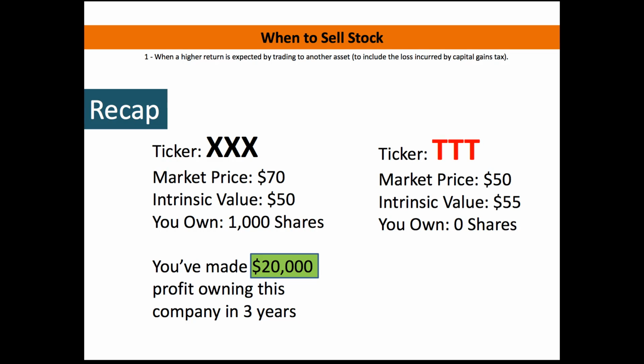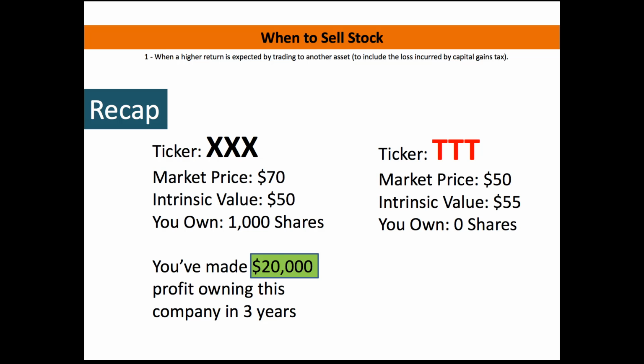Here's another quick recap so that you're on top of everything that's happened up to this point. Company XXX, our market price is $70 currently. The intrinsic value, we calculated it to be $50, which is significantly lower than what it's trading for. That's not good. We own 1,000 shares, so we've made a $20,000 profit by owning this company for 3 years. That's what we're going to pay capital gains tax on if we decide to get out of that asset.